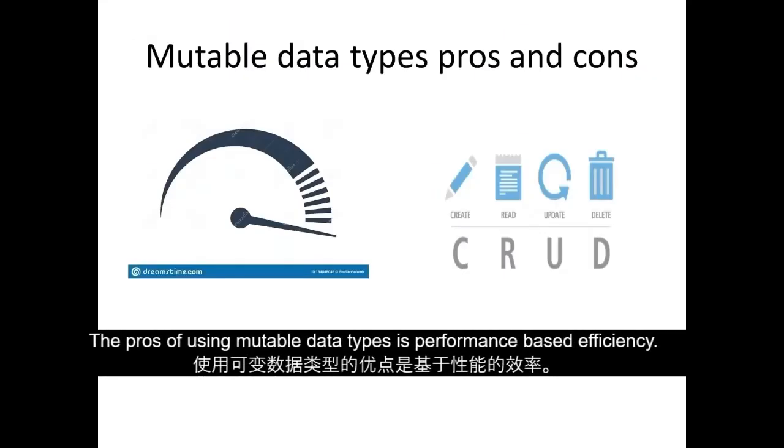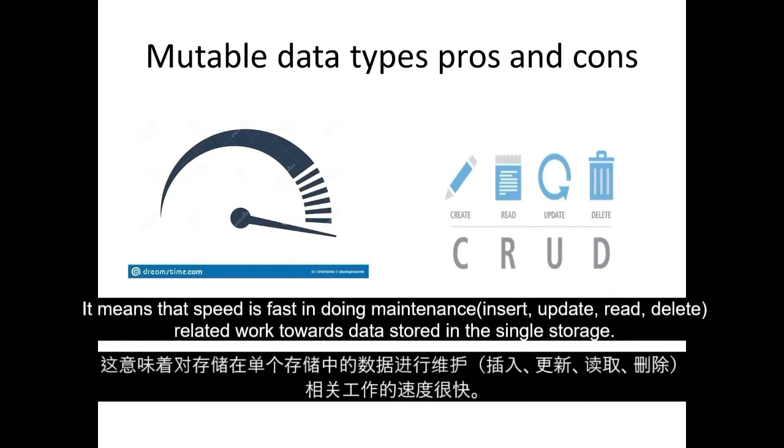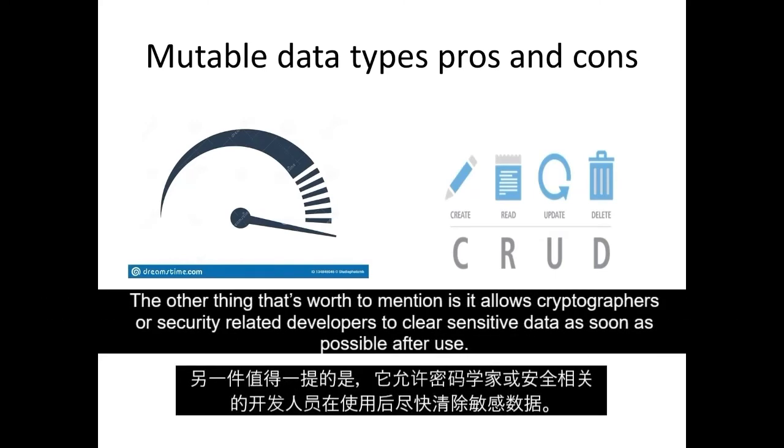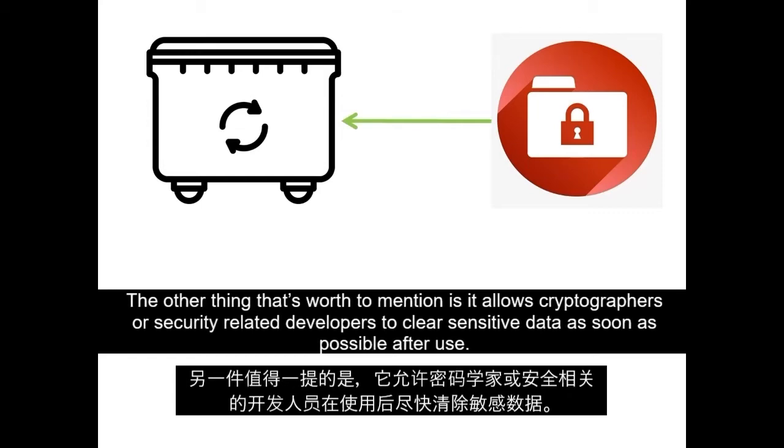The pros of using mutable data types is performance-based efficiency. It means that speed is fast in doing maintenance, insert, update, read, and delete related work towards data stored in the single storage. The other thing that is worth mentioning is that it allows cryptographers or security-related developers to clear sensitive data as soon as possible after use.